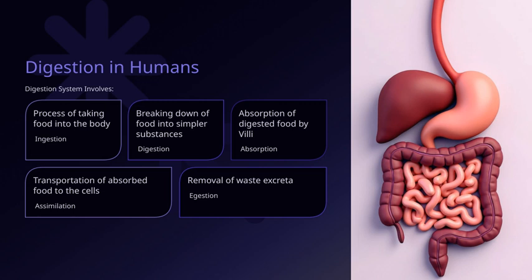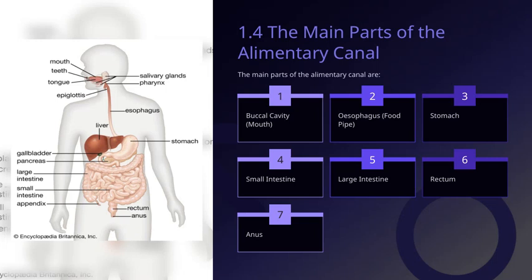A crucial part of digestion is absorption, specifically through tiny structures called villi in our small intestine. These villi maximize the surface area to efficiently absorb the digested nutrients into our bloodstream. So, in summary, digestion involves several interconnected steps: ingestion, digestion, absorption, assimilation, and egestion, all working seamlessly to keep us healthy and energized. Now, let's take a closer look at the main parts of the alimentary canal.